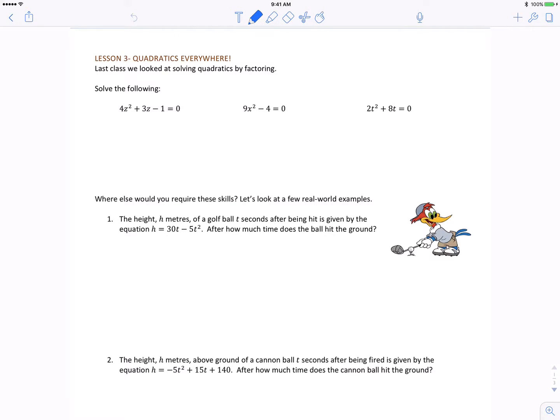Good afternoon, grade 10s. So today we're talking more and more about quadratics, looking at applications of quadratic functions. What you'll see is a little bit of a warm-up here.